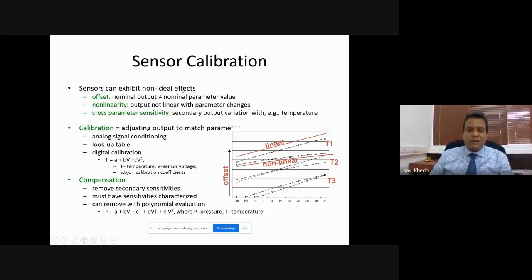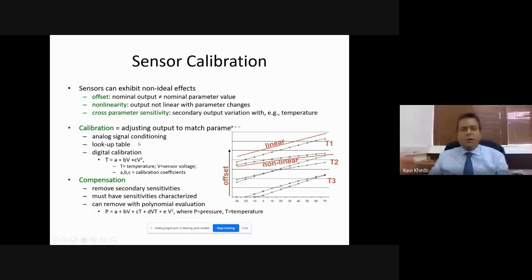This is what I've just explained: the sensing element not reacting as it is supposed to. So we need to handle offset, where nominal output is not equal to the nominal parameter value, so these two are not matching. There is also a non-linear relationship, where output is not linear with parameter change. Normally, as the water temperature increases, the voltage level should increase correspondingly. When it is non-linear, you need to remove the noise that is there. Then there is cross-parameter sensitivity, a secondary output variation with, for example, temperature. So what is the process of calibration? Adjusting the output in order to match a particular parameter.